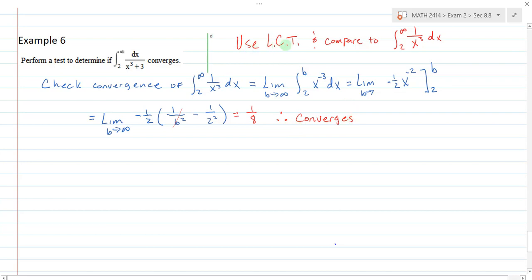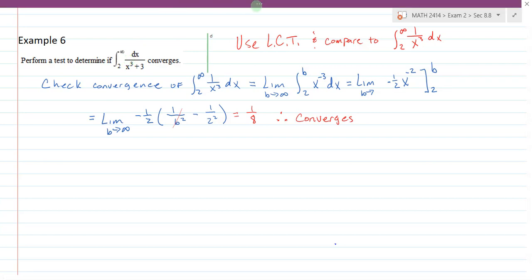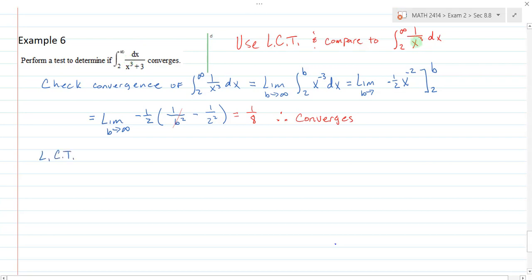So now I need to use the limit comparison test to see if this integral converges. The question was, why did I choose this particular thing to compare to? And the answer is because it is a simple function that I already knew in advance would converge based on the work that we did in example 3.